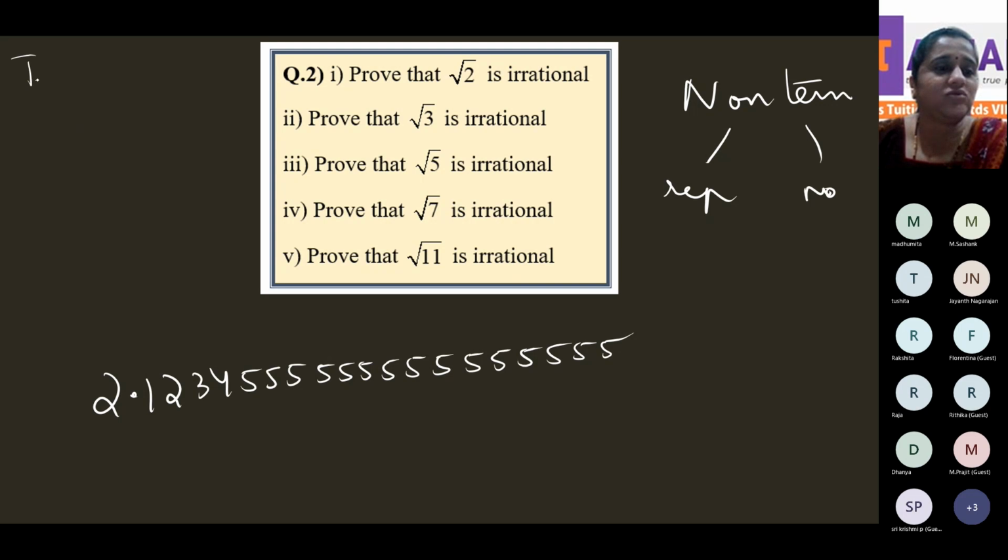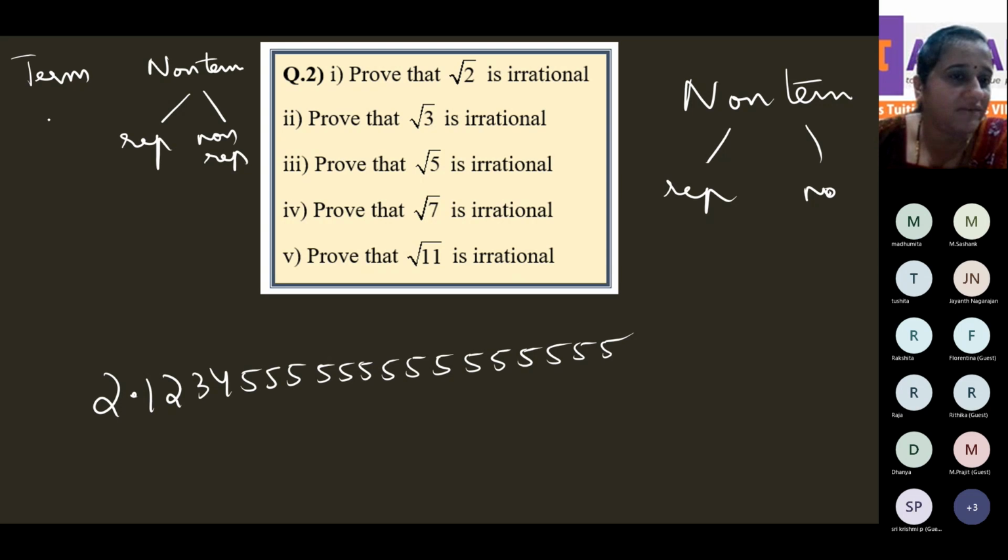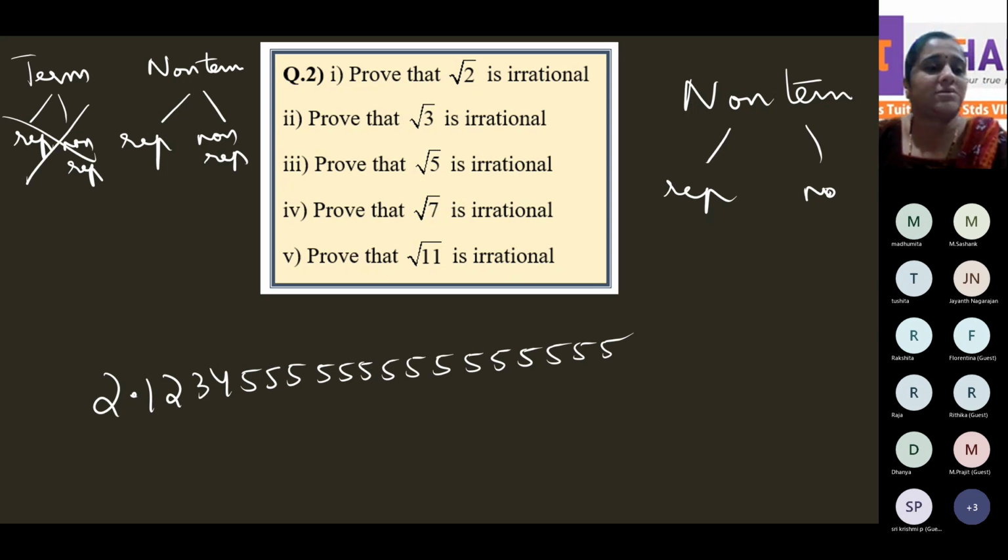See, here, terminating is only a terminating decimal. Non-terminating repeating, non-terminating non-repeating. We don't have terminating repeating or terminating non-repeating. There's nothing like that. A terminating decimal is only a terminating decimal.